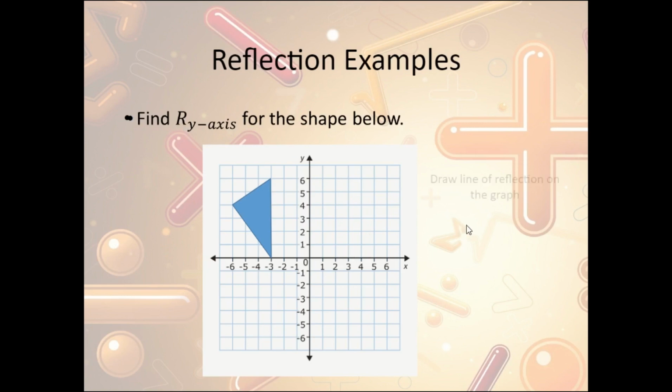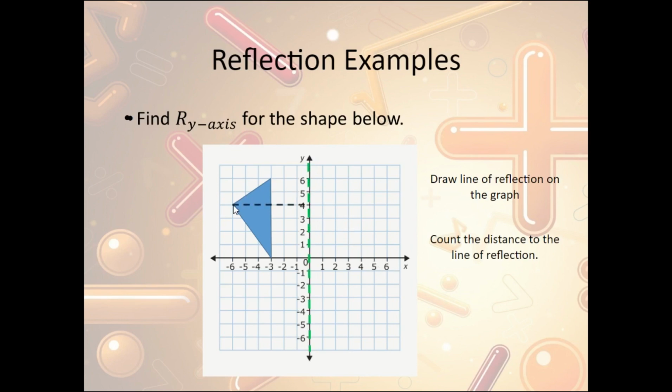So first of all, first thing we always do is draw in the line of reflection. So where are we reflecting? Well, the y-axis is right here. So I draw in a little dotted line. This is what we're reflecting over. Then we're going to count the distance to the line of reflection. So we're going to take each point.